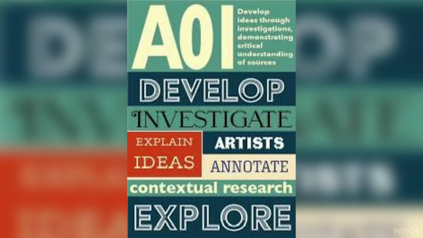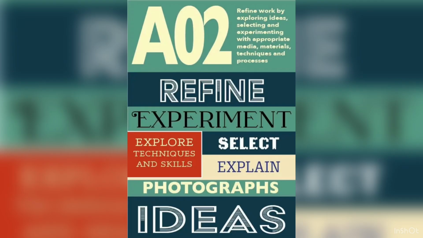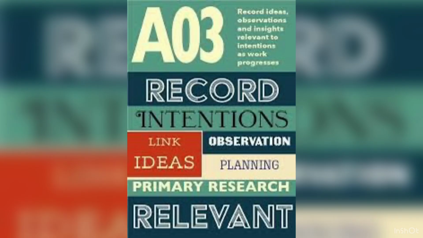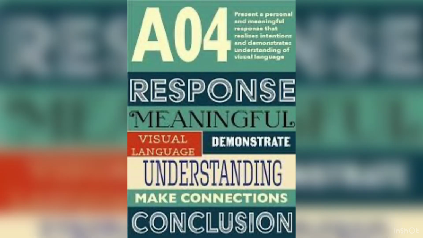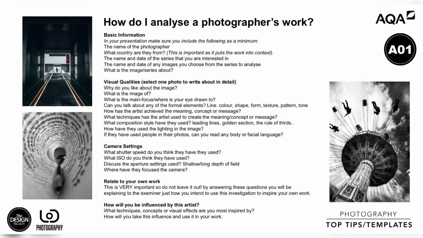AO1 assesses a student's ability to analyse the work of other artists and respond to their ideas in their own personal way. AO2 is about the development and experimentation of ideas, so this can include different uses of your camera and different edits. AO3 is all about recording your ideas, so this is your photo shoots and how you annotate throughout your project. AO4 is all about developing a personal response and realising intentions. Sometimes this is classed as a final piece or pieces.